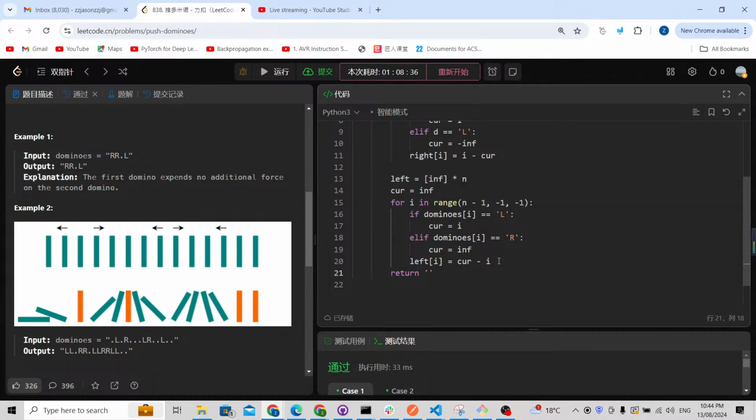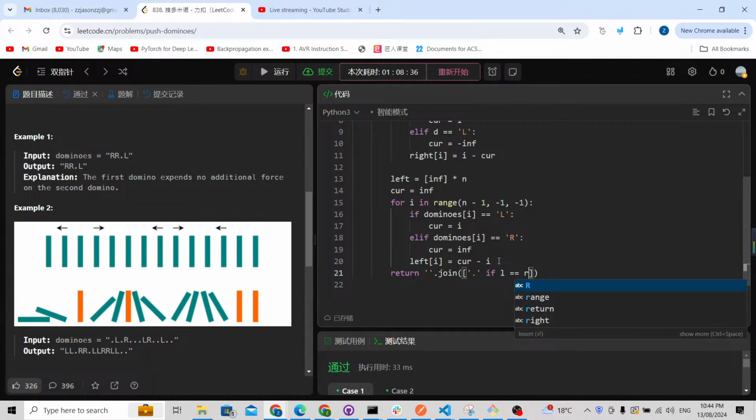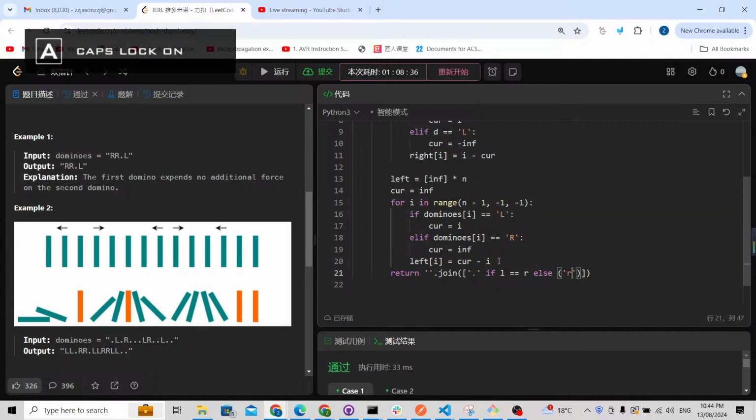So it's going to be an empty string. We want to draw inside. It's going to be an array. We're going to draw it. If it is a dot, we want to check. So if it is a dot, if L equals to R, we're gonna set it as a dot. Else we're gonna check maybe R, maybe L.